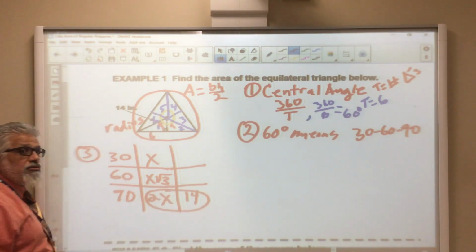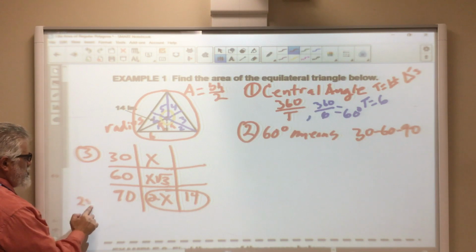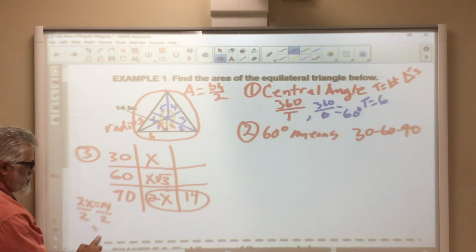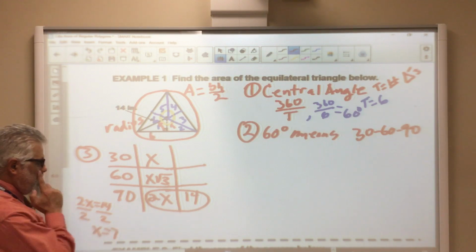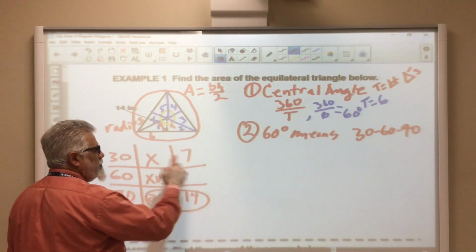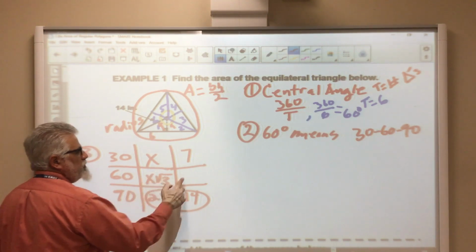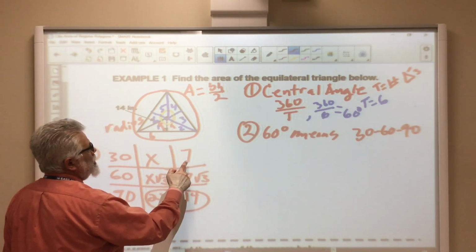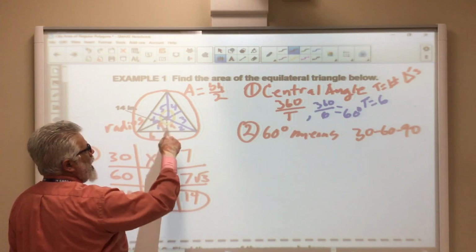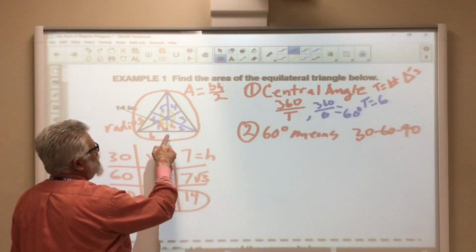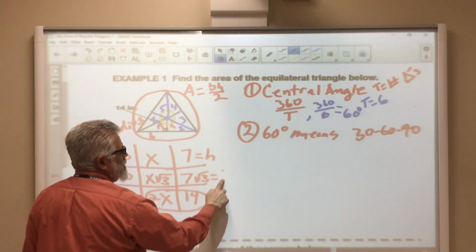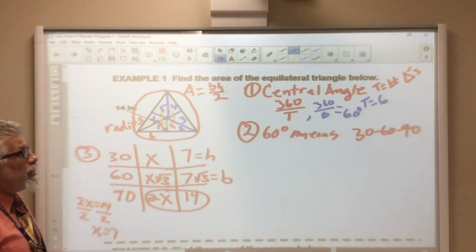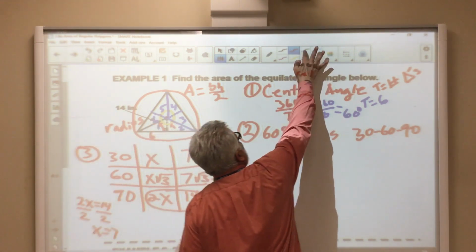This is what I'm going to solve. So I take my 2x equals 14, divide both sides by 2, x is equal to 7. My 7 will go right to here. Plug in 7 for x here, and I get this. This guy is going to be my height. My base is going to be that. So then on my next step, I'm going to find the area of that small triangle.